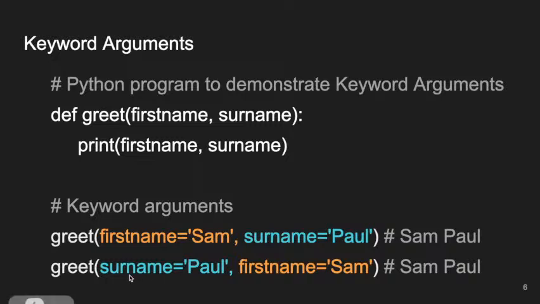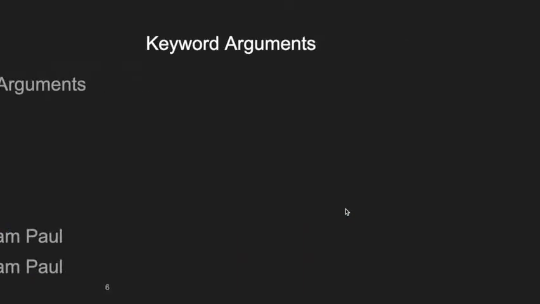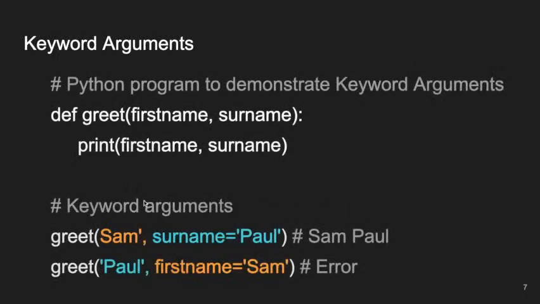Okay, so you can say surname first and then first name after with this type of call, just like you see in the function. We have first name and surname. So it will know what belongs to what when you assign it like this. You can also decide that you only refer to one of them as a keyword argument. So in this case, surname equals Paul, and then you just pass Sam like you usually do.